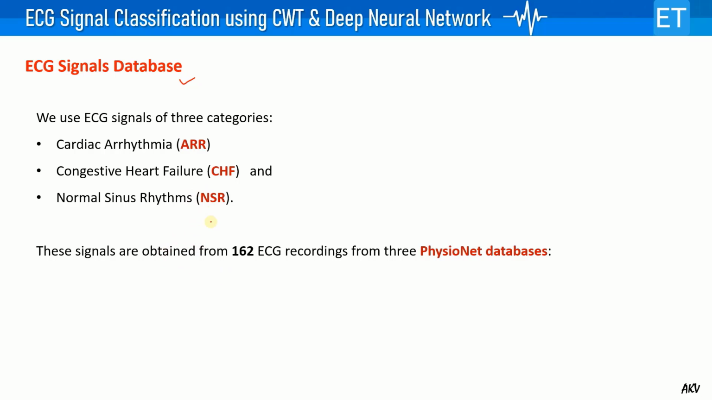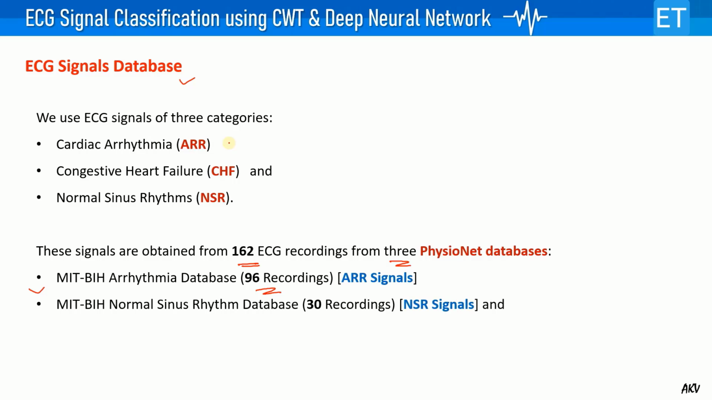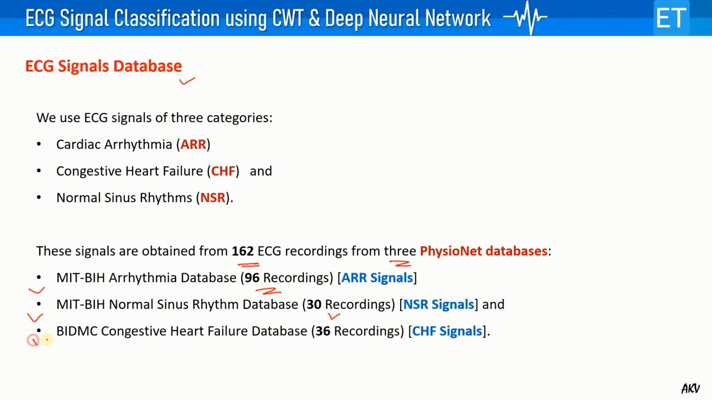These three types of signals, a total of 162 recordings, we get from the PhysioNet databases. So these are the three PhysioNet databases from which we get these signals. One is the MIT-BIH arrhythmia database, from where we will get 96 recordings of type ARR. The second one is the MIT-BIH normal sinus rhythm database, from which we will get 30 recordings of type NSR. And the last one is the BIDMC congestive heart failure database. From that we will get 36 recordings of type CHF.